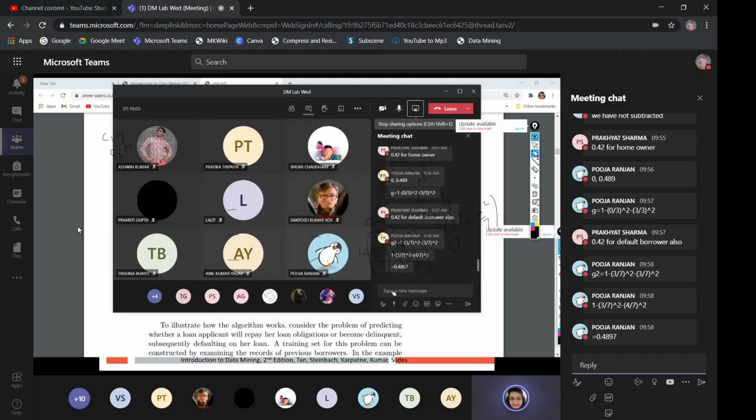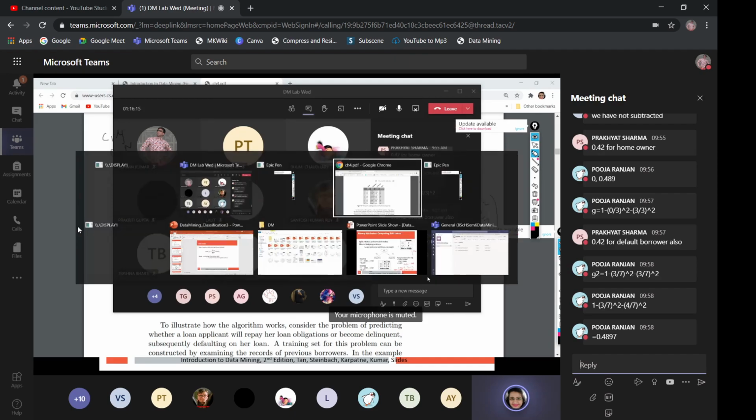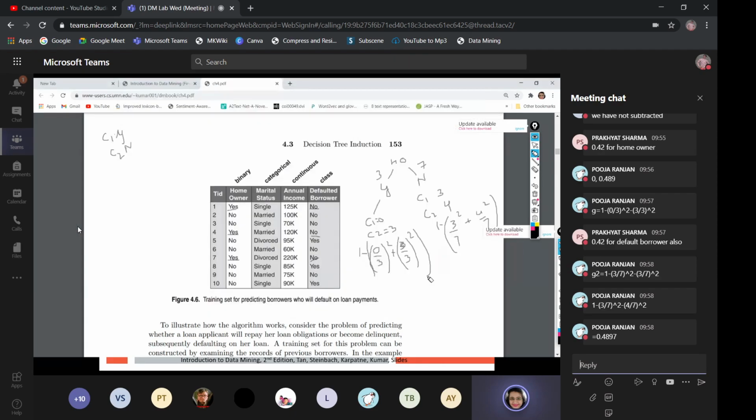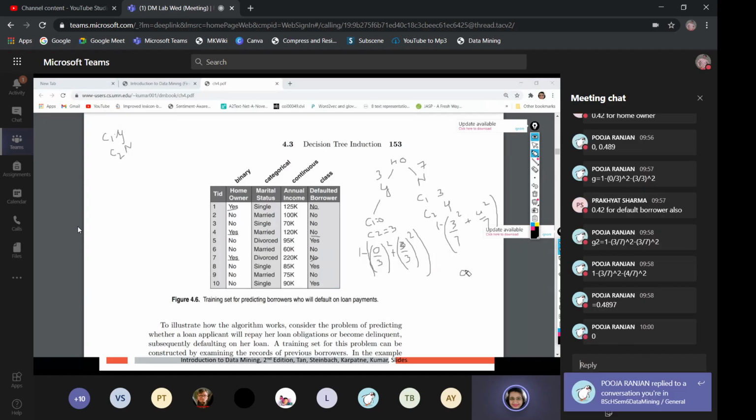First one is... sorry Prakhyat, I missed your answer. I will just come back to you. 0.4897 for G2. What is it for G1, Pooja? This is 1 square, so 1 minus 1 is 0.